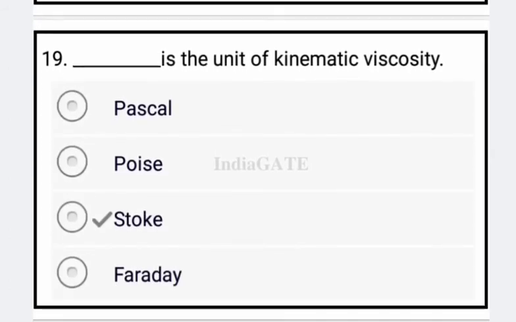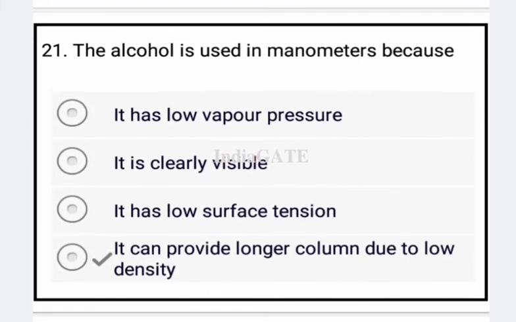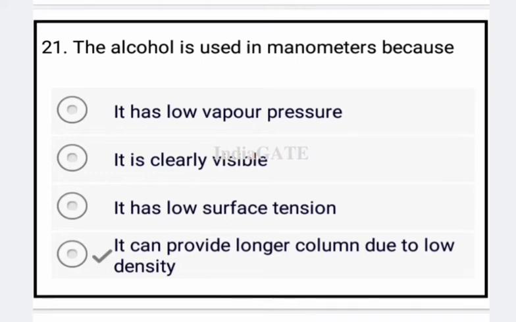Next question. Dash is the unit of kinematic viscosity. So option C is correct, that is Stokes is the correct answer. Alcohol is used in manometers because? Option D is correct: it can provide a longer column due to its low density.